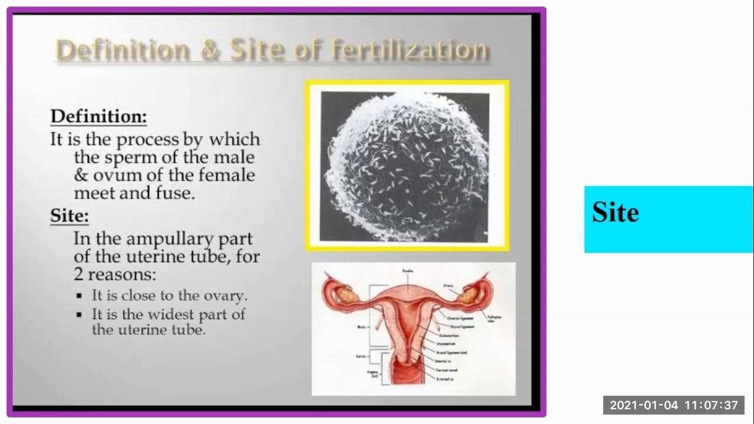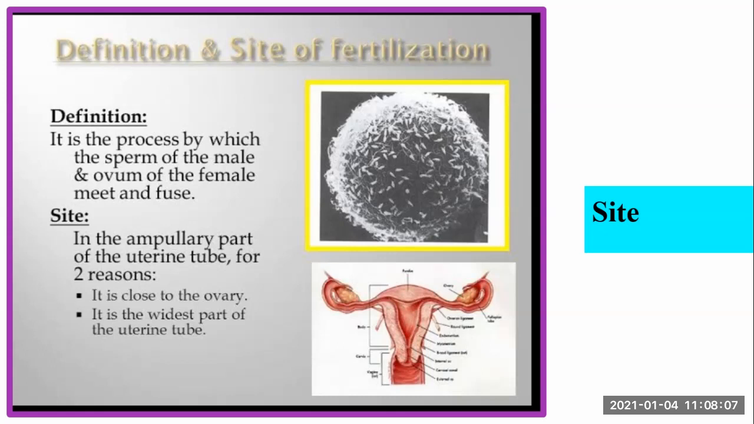And another thing, it is the closest to the ovary. As we know, in humans we have the anisogamous condition, that is, the female gamete is non-motile. That's why the condition is like that. So it is closer to the ovary, and that's why this is the part where the actual fertilization happens.